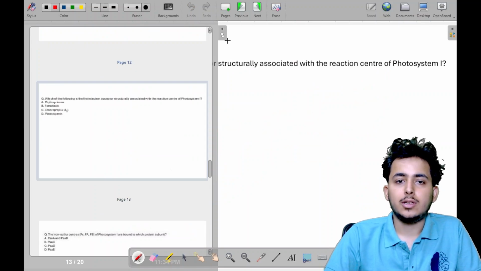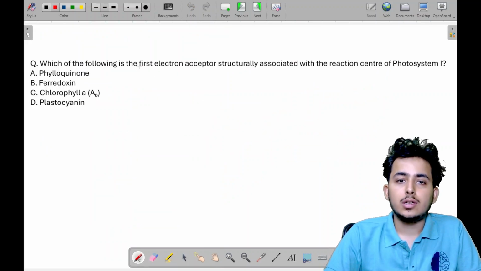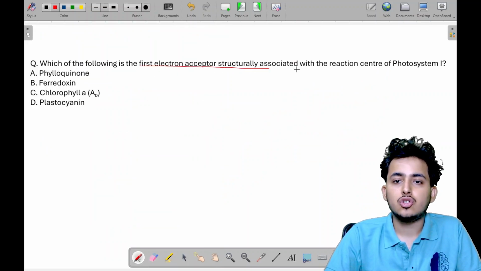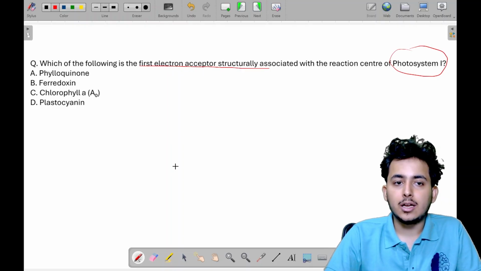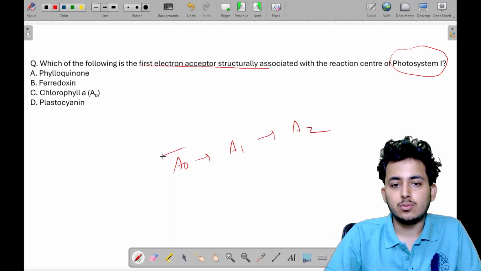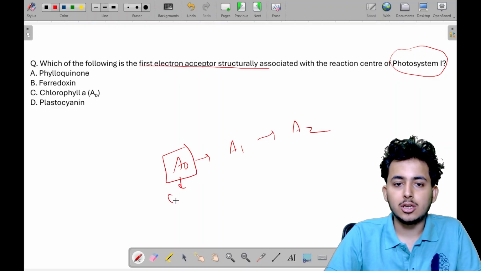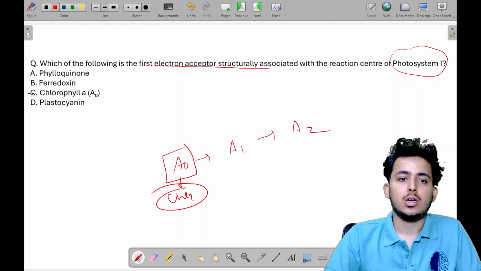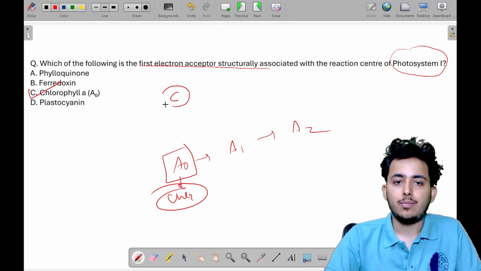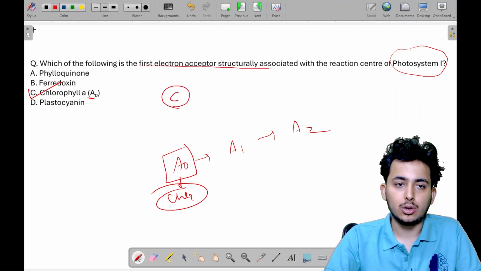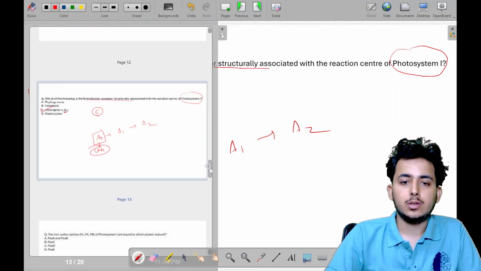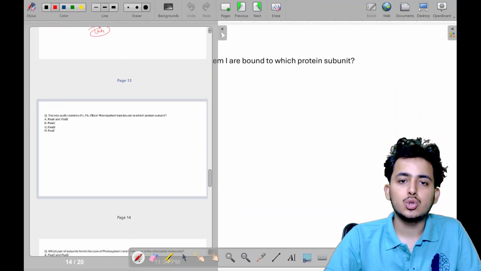Now coming over to the next question. Which of the following is the first electron acceptor structurally associated with a reaction center of photosystem 1? If you remember the diagram, I told you it is A0 to A1 to A2. That means what is this A0? A0 is nothing but chlorophyll A. So the answer is C. Chlorophyll A, which is also written as A0. Okay, very good everyone.